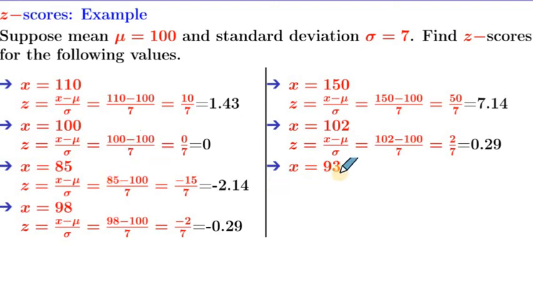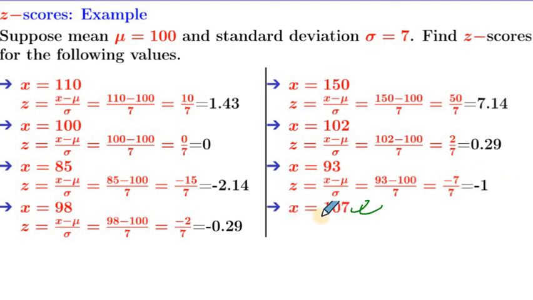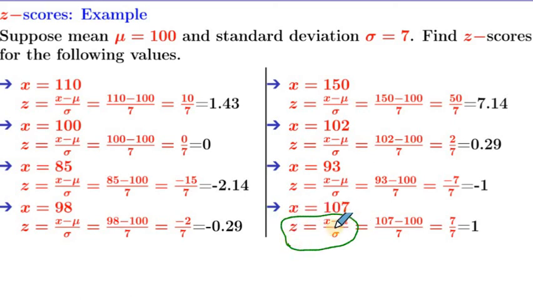Again, let's find the z-score when x equals 93. Let's just put these values in this formula. Our x is 93, our mean is 100, and our standard deviation is 7. So when we do this math, we get negative 7 over 7, which gives us negative 1. Let's find the z-score when x equals 107. Let's plug the values into this formula. We get 107 minus 100 over 7, which is equal to 7 over 7, that is equal to 1.